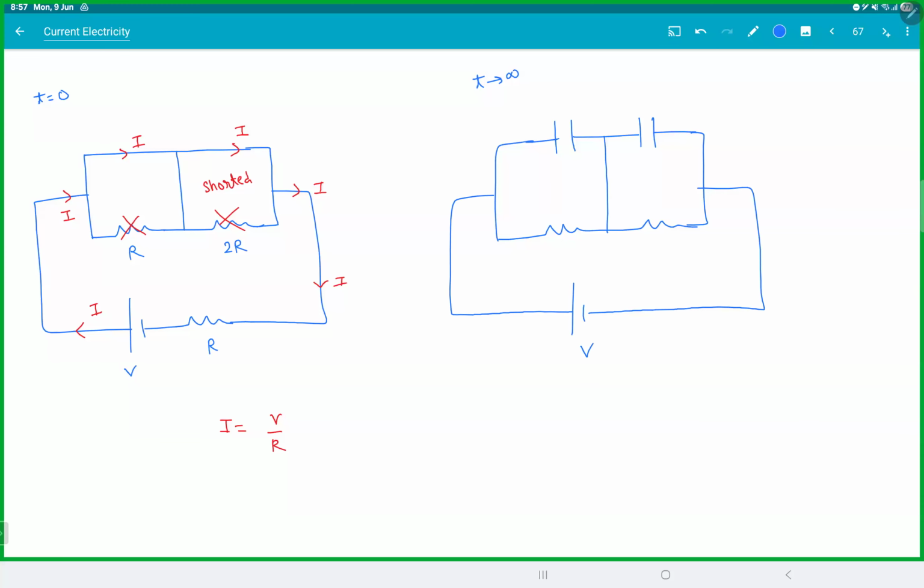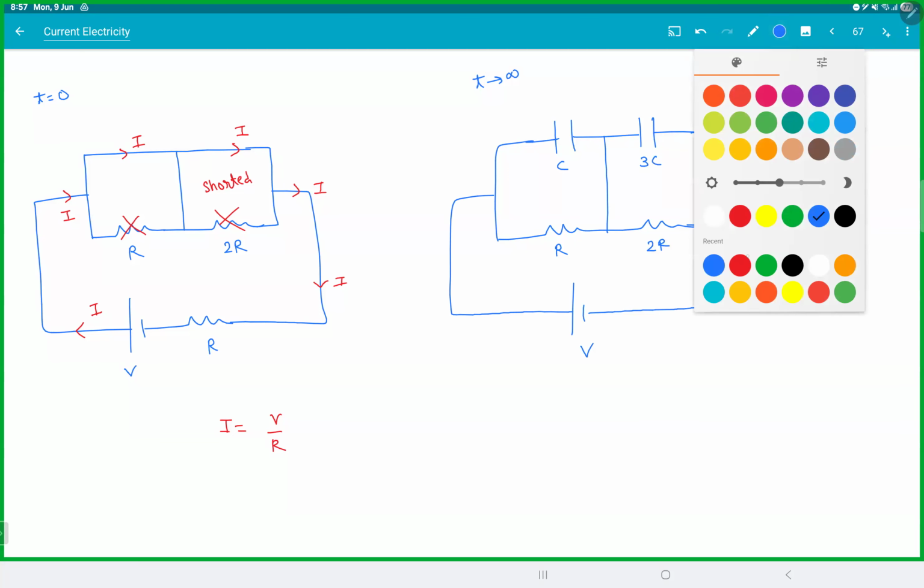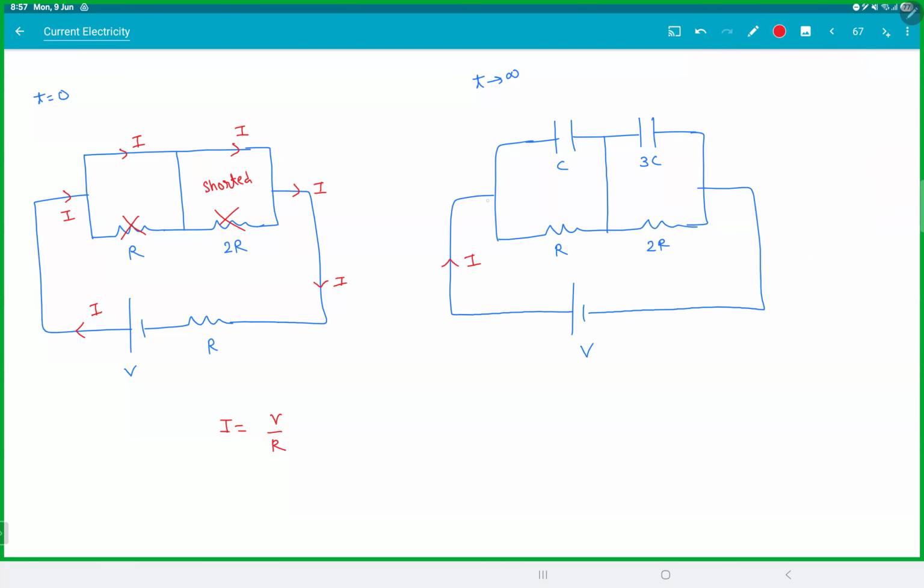At T infinity, whatever current comes here will go through the resistors. Current in these branches will be zero. Let this charge be Q1 and let this charge be Q2. So I can use this loop and I can use this loop.